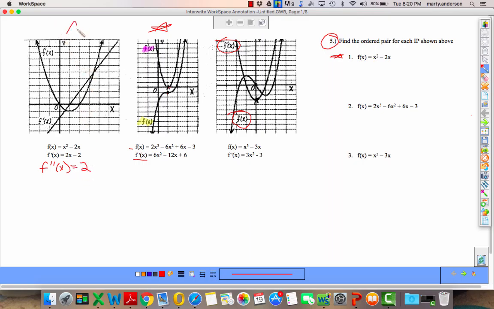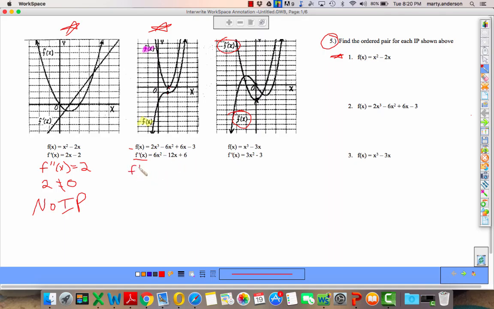Now, I ignored this one right away because I said there is no inflection point. If you take the second derivative for this one, which is 2, and set it equal to 0, this does not exist. Since 2 is not equal to 0, we say that there is no inflection point, no IP. This one here, first derivative from the original function, 6x squared minus 12x plus 6.